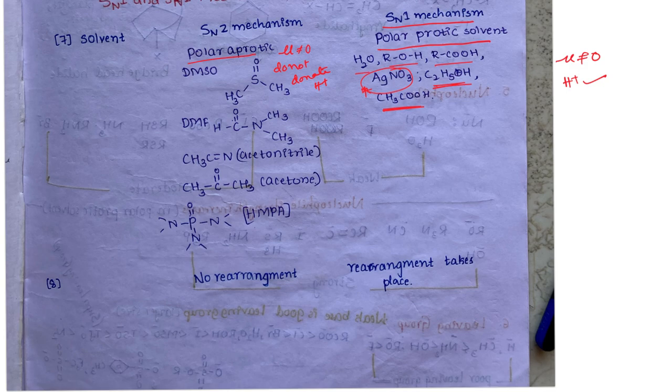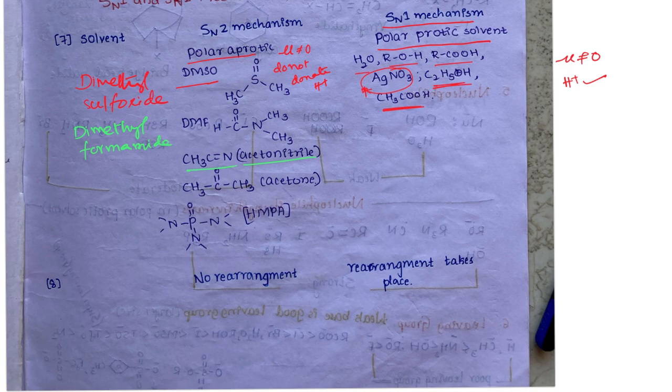Now come to the SN2 reaction solvents. DMSO: what is that? Dimethyl sulfoxide. Next, DMF. What is DMF? Dimethyl formamide.